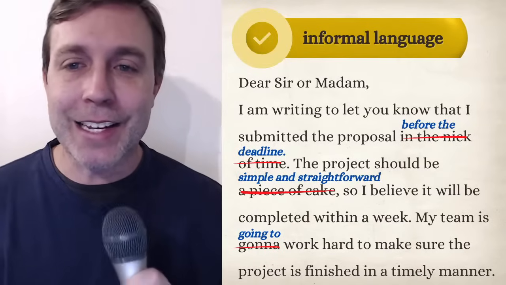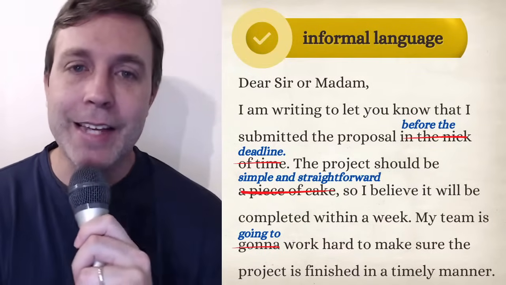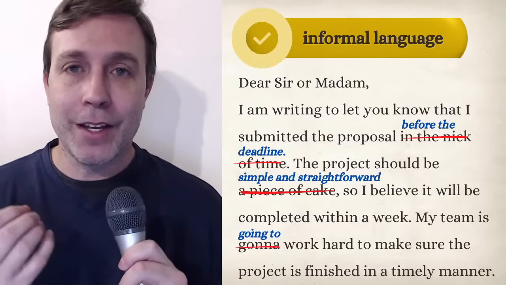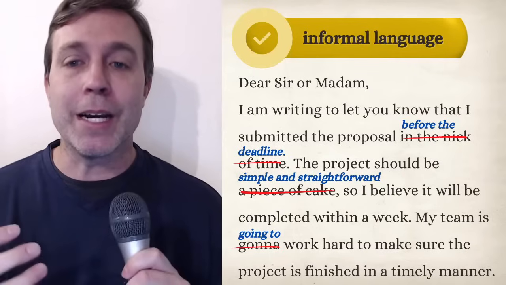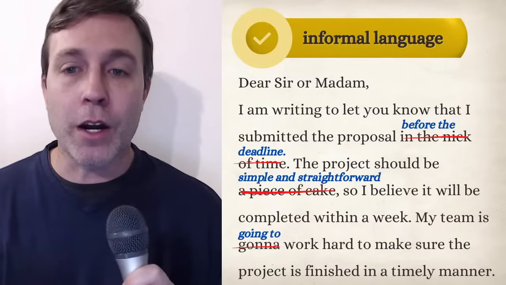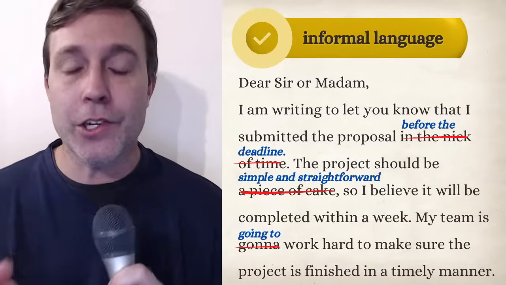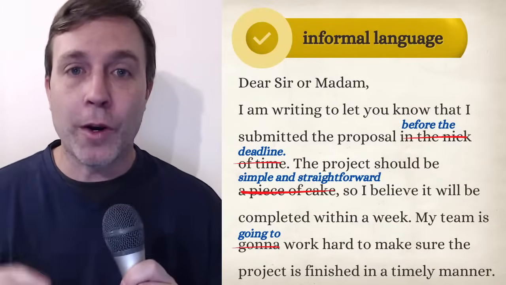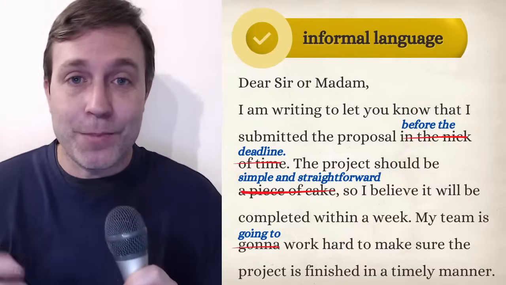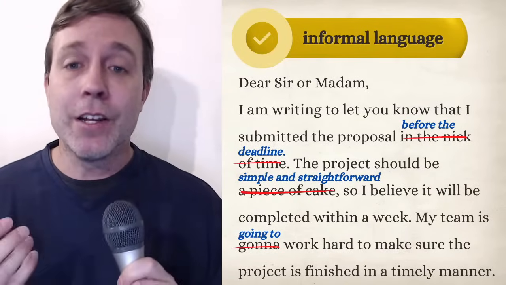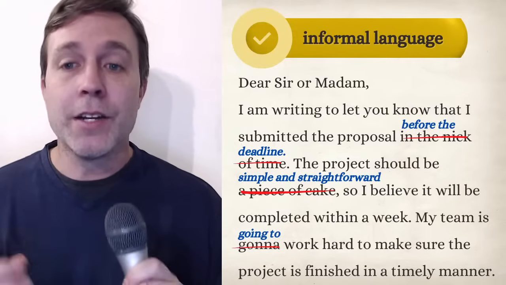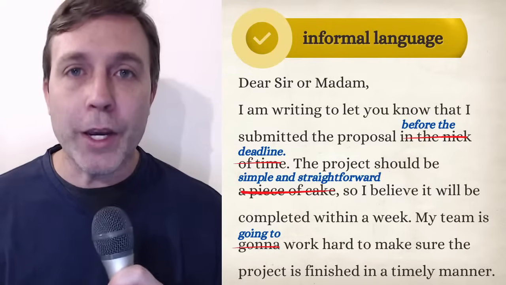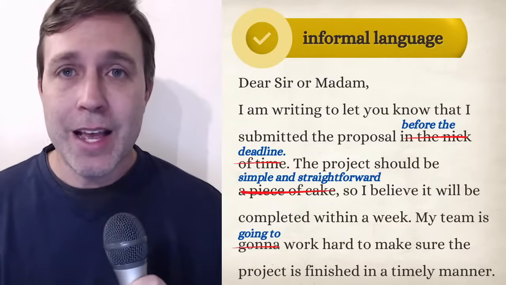And then that last sentence, my team is gonna, instead of writing the reduction, you need to spell out the full form, going to. My team is going to work hard to make sure the project is finished in a timely manner. Now, even if I'm reading this and I see going to the full form, in my mind, I'm saying gonna. I'm changing that to the reduction. My team is gonna work hard to make sure the project is finished on time. But I would certainly avoid writing reductions.